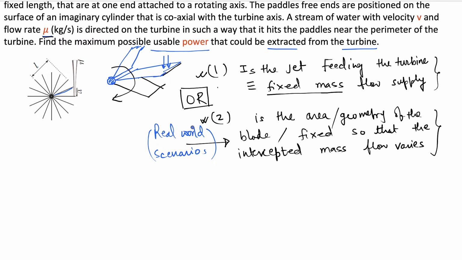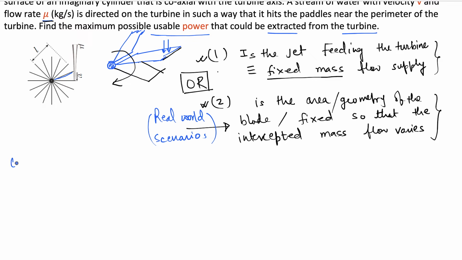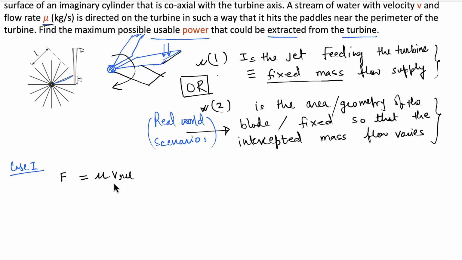Okay, so let's solve the problem for, let's say, case 1. And case 1 is where the jet is feeding the turbine with a fixed flow of supply. Okay, so mu is fixed. So we know that the force that is acting at the blade is actually mu times the relative velocity, right? Relative velocity at which the water is falling. Relative velocity is important here because imagine this is the blade and this is at rest right now.